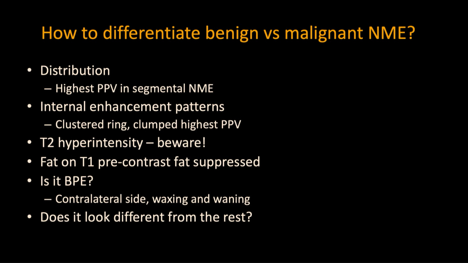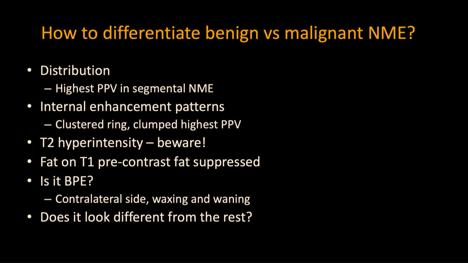I also look at the internal enhancement patterns. As we talked about, clumped and clustered ring enhancement have the highest positive predictive values. I look at the T2 hyperintensity, but I say be aware. I have some pitfall cases in here that show that T2 hyperintensity may lead you down the wrong track if you use that as your sole indicator of benignity.